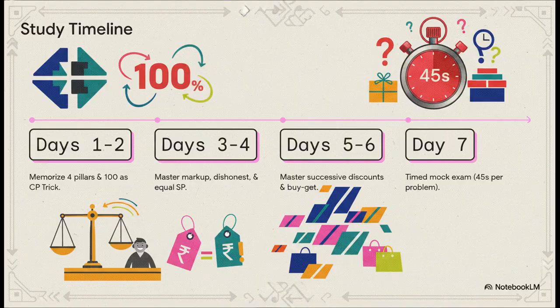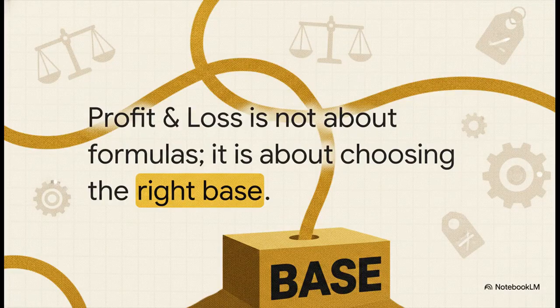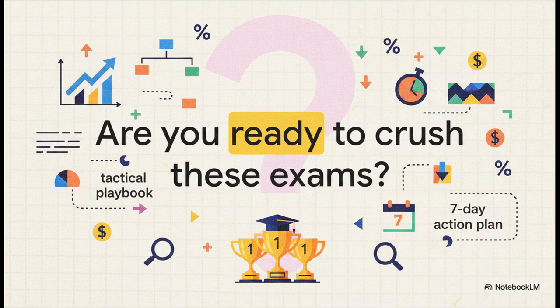You can do this. As we wrap up this explainer, I want to leave you with the ultimate golden thread that ties everything we've talked about together today. At the end of the day, profit and loss is not about rote memorization of formulas. It's really about consistently identifying and choosing the right base in the heat of the moment. If you know your base, you control the game. It's that simple.